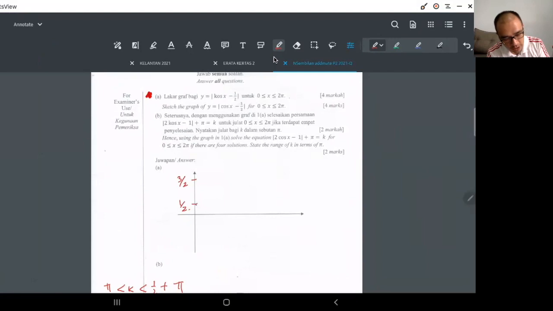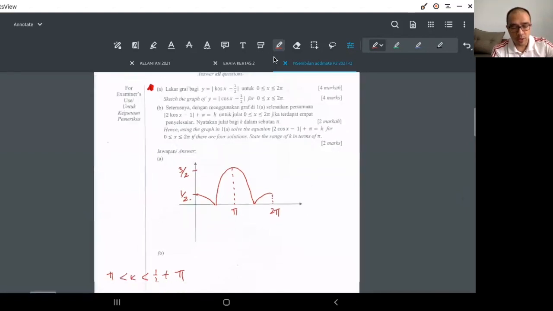Okay, so the shape of the graph will be like this, goes all the way up and down, and then goes all the way up like that, where this is 2 pi. If you can just mark the halfway point as pi, for me, this is good enough. Okay, just show me this one.